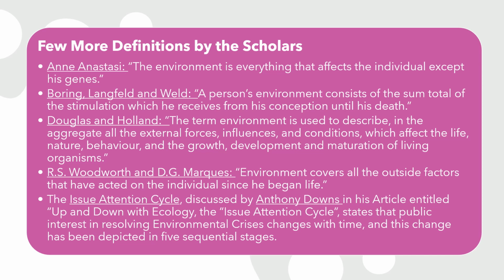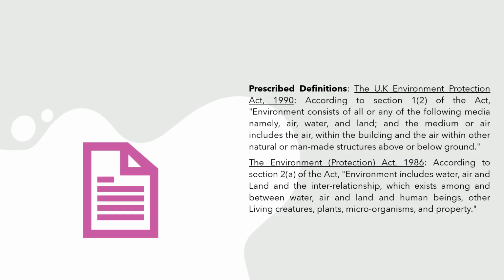So the issue attention cycle states that public interest in resolving environmental crisis changes with time, and this change has been depicted in 5 sequential stages. What are these 5 stages? I'll be discussing that later. Now here are some prescribed definitions given by authorities.